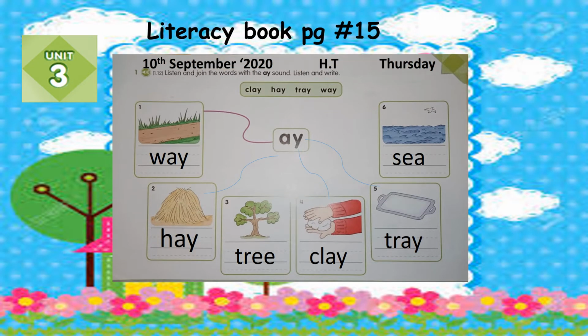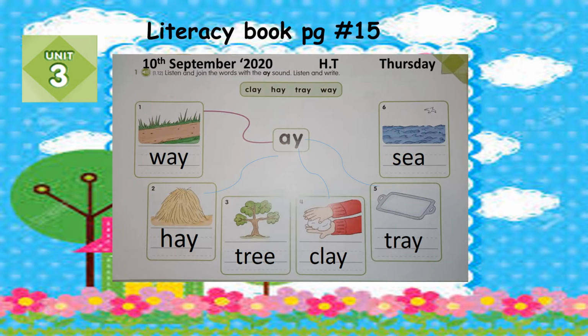Okay, children, now open literacy book, page number 15, unit 3. And on the top of the page, write 10th September, S-E-P-T-E-M-B-E-R, September, comma, 2020. And then leave space and write capital H dot capital T stands for home task. And then you have to write day. Thursday. On the top of the page, the instructions are given, which I have already read for you.